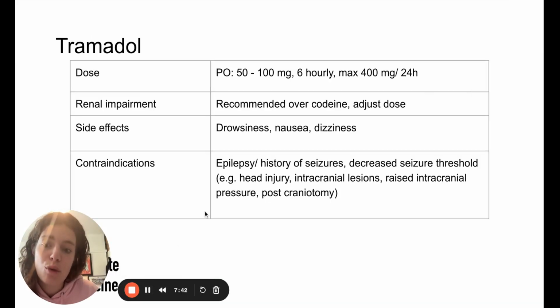Tramadol is more and more being used. It's good to know about it. For renal impairment, we would prefer tramadol in this instance. Some side effects include drowsiness, nausea, and dizziness. Contraindications to tramadol would be epilepsy or any history of seizures. A decreased seizure threshold is caused by tramadol, so I would be extremely cautious about it and speak to a senior if you're considering it in someone with head injury, intracranial lesions, raised intracranial pressure, or post-craniotomy, so in a neurosurgical context.